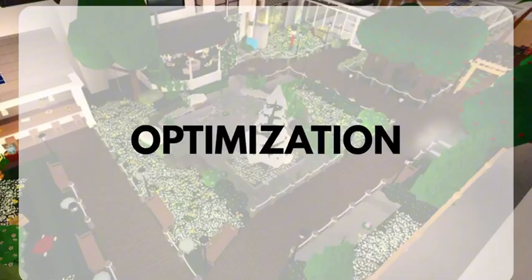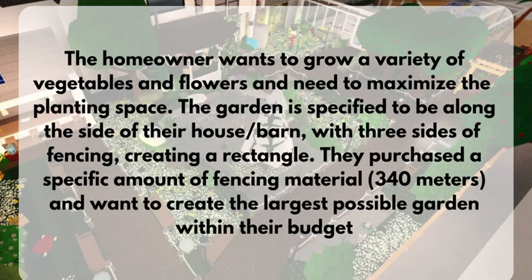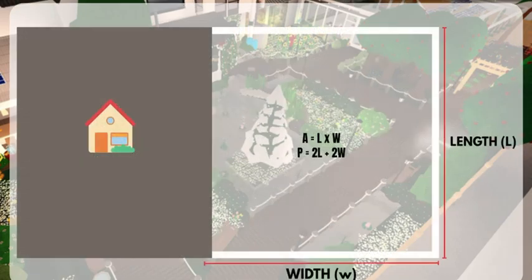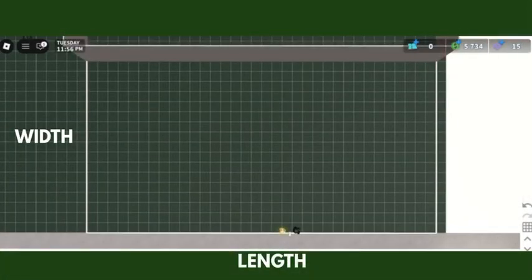The objective of this project was to design a rectangular garden with the maximum possible area using a fixed amount of fencing, which for the client is 340 meters. Since the garden is built beside the house, only 3 sides of the garden need fencing, while the house serves as the 4th side. We define W as the width of the garden perpendicular to the house and L as the length parallel to the house.